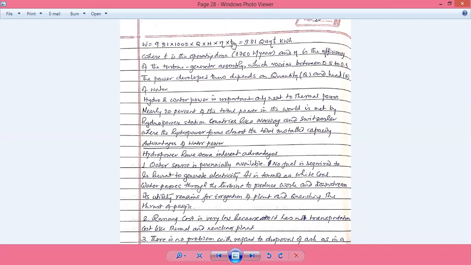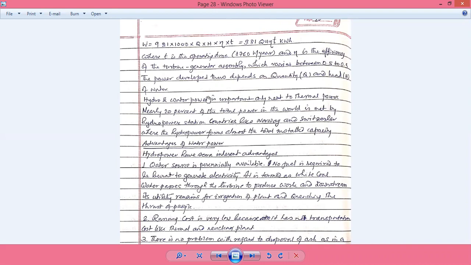So the time of running the generator per year, efficiency of the turbo generator, height of fall, and the flow rate of the water itself are multiplied by 9.81, the acceleration due to gravity, and divided by 1000, just to convert the total power from watt to kilowatt. This is the total equation which you get for a hydel power plant itself.